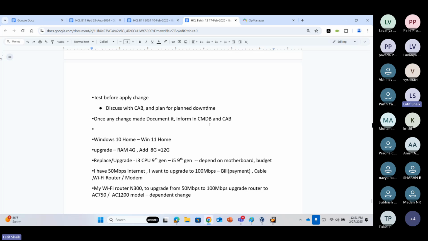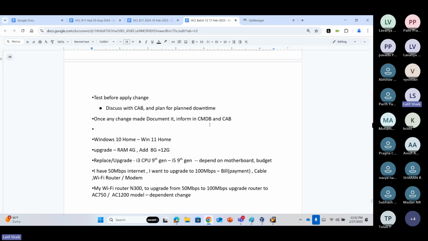Take all these things to the CAB. CAB means Change Advisory Board. This Change Advisory Board contains senior members of an organization: project managers, team leaders, and customers. Your customers can also be a part of that CAB, like your business unit people.